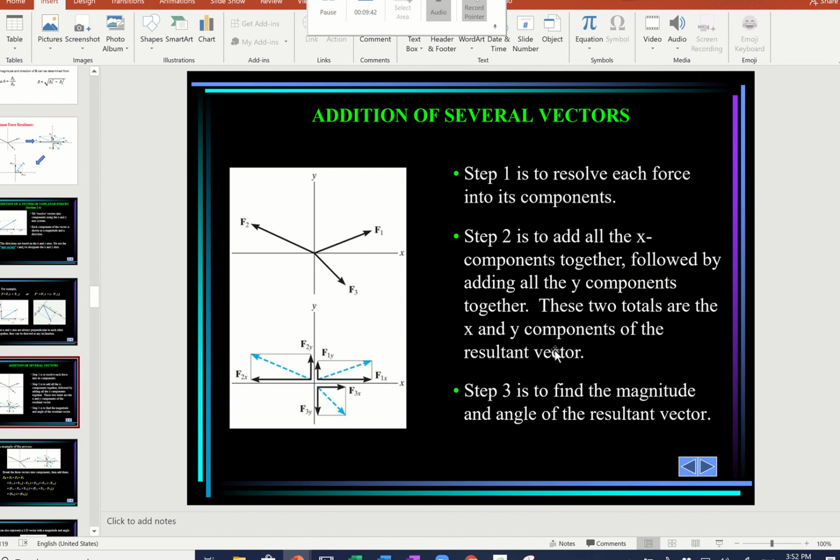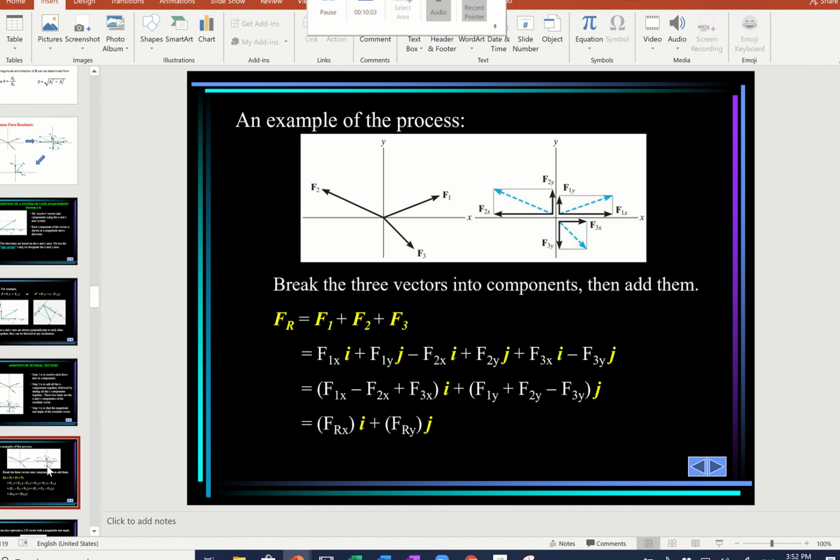So here, again, to wrap up what we just did. Step 1, resolve each force into components. Step 2, add all the x components together, and then add all the y components together. Then you find the magnitude and the angle using those two equations. An example is, when you decompose F1, you can write it in vector form, using unit vector i for the x-axis and j for the y-axis.